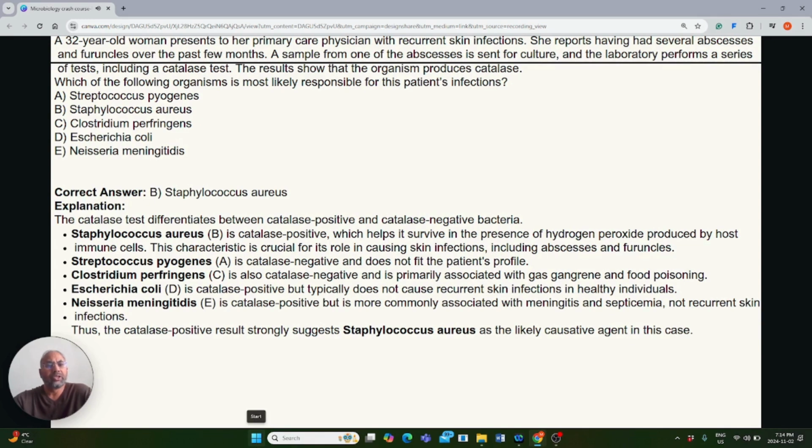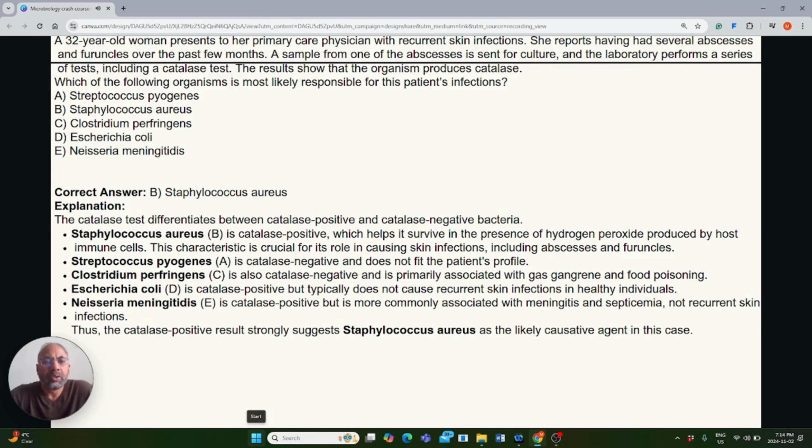So the question here is: a 32-year-old woman presents to her primary care physician with recurrent skin infections. She reports having had several abscesses and furuncles over the past few months. A sample from one of the abscesses is sent for culture, and the laboratory performs a series of tests, including a catalase test. The results show that the organism produces catalase. Okay, so what is the organism?